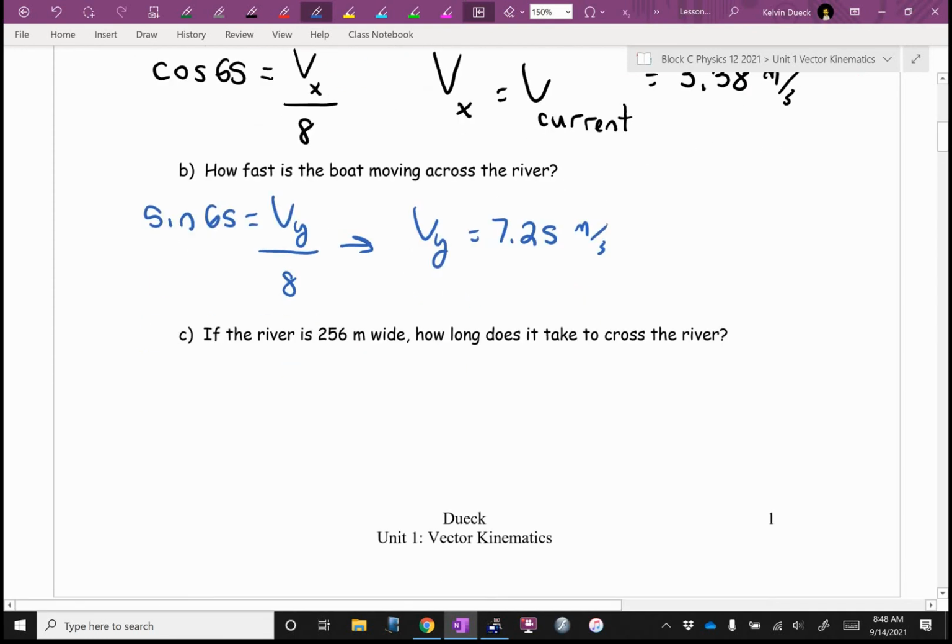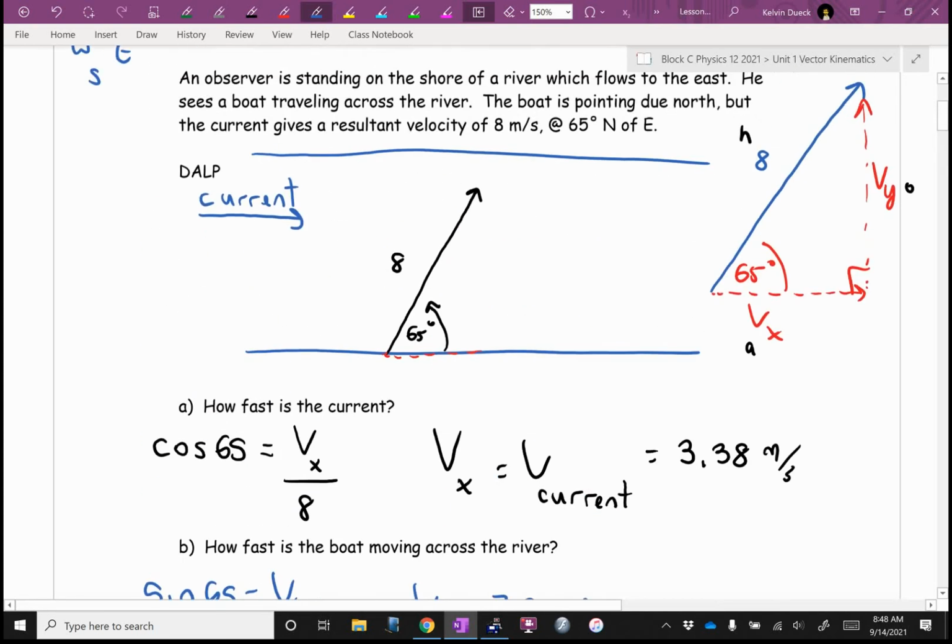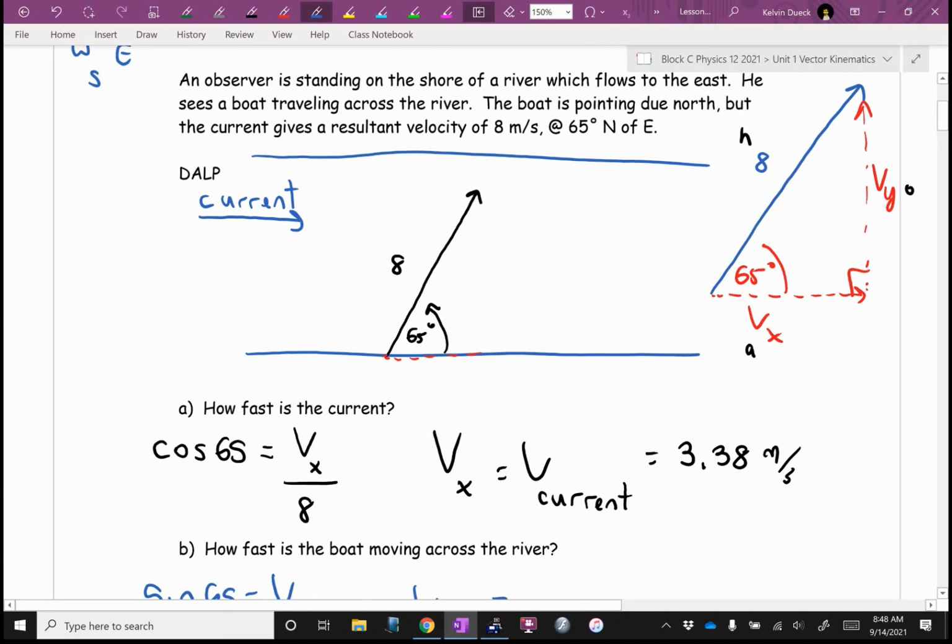See, if the river is 256 meters wide, how long does it take to cross the river? You know what? I'm going to draw some more still. So 256 meters, that's right here.